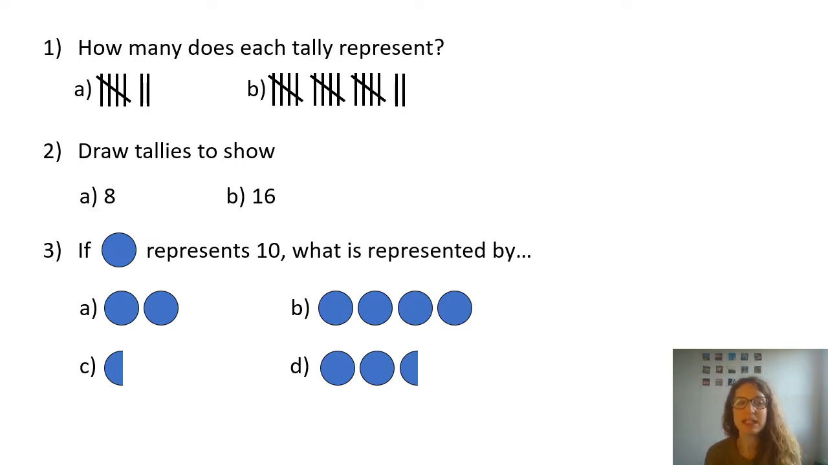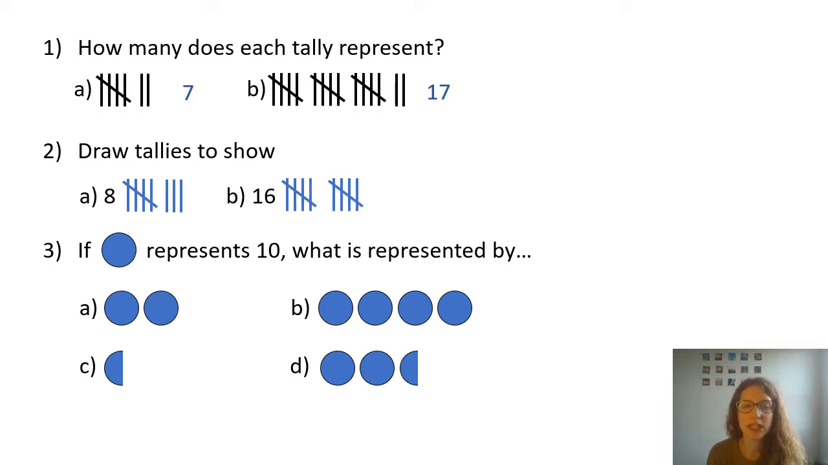How many does each tally have? We've got 5, 6, 7 there, and then counting in 5s again, we've got 5, 10, 15, 16, 17. Then tallies for 8, we've got 1, 2, 3, 4, 5 going across, 6, 7, 8. Then 16, we have our first 5 with the line going across. We need another 5 with our line going across, and a third one because that gives us 15, and then one more to make 16.